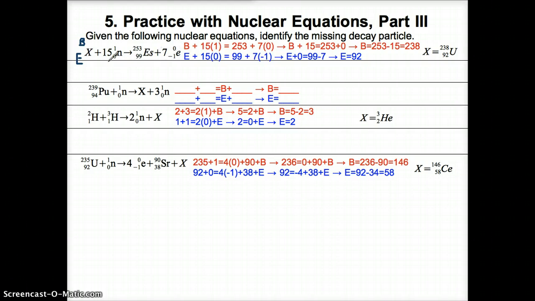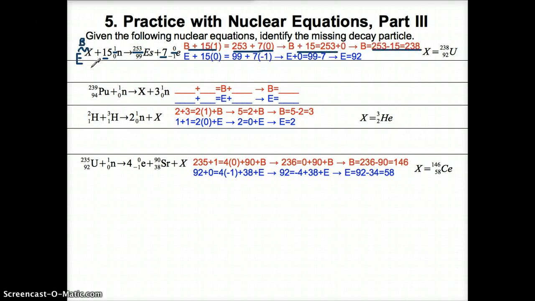Alright, so after you do that, you have to set the sum of the masses on both sides equal to each other and the sum of the charges on both sides equal to each other. If you do that, you get the sum of the mass on the reactant side, B plus the coefficient 15 times the mass of 1 here, for the total mass of the reactant side is equal to the sum of the masses on the product side, which is 253 for the total mass of Es plus this coefficient of 7 times the mass of 0 here for 7 electrons. And if you solve for B, you get B is equal to 238.